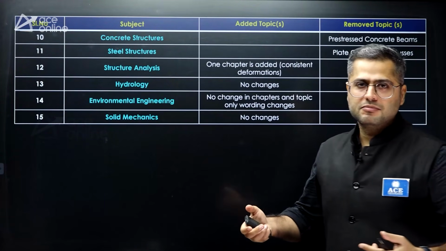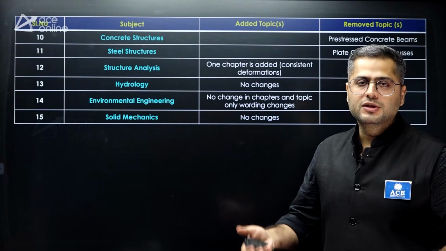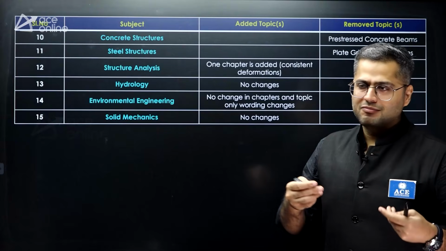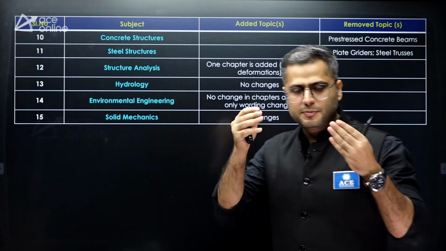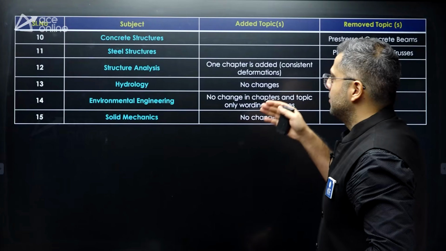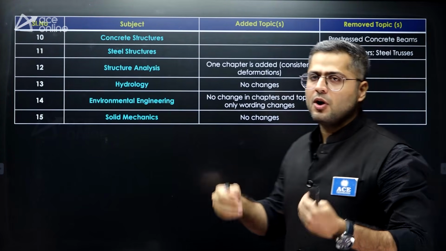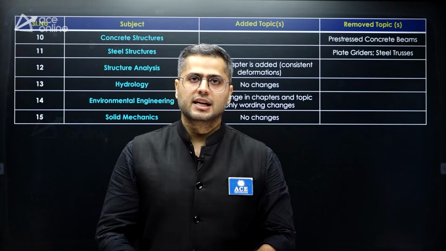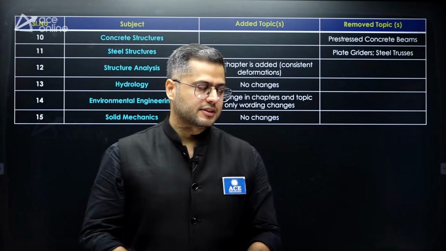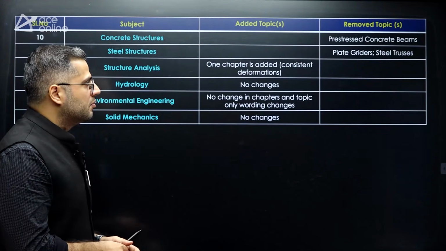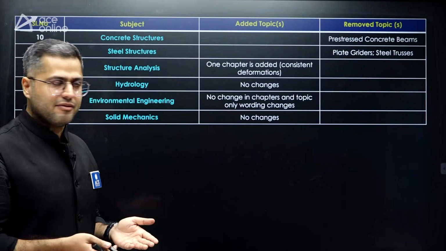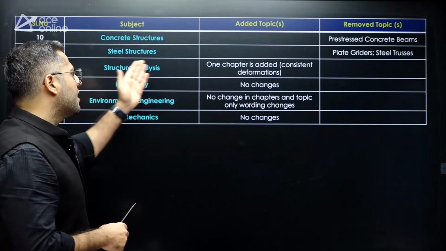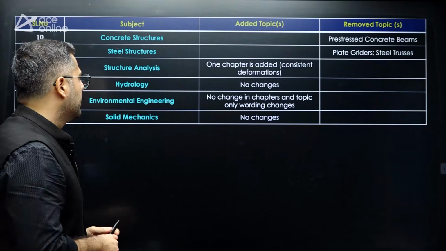So steel structures. Although the steel structures topic holds very little importance in the GATE examination, I would specifically tell the students also that plate girders and steel trusses are not important for GATE exam preparation. They are more important for other competitive exams like ESE and other state level examinations. So plate girders and steel trusses can be ignored for the steel structures topic. That won't make much of a difference in your preparation actually.